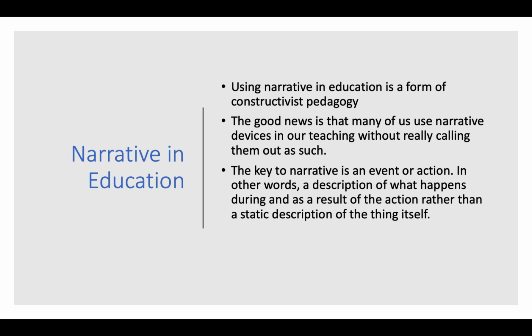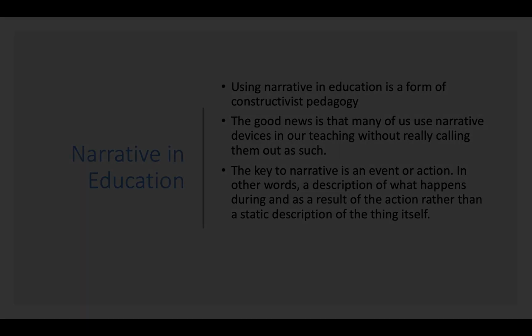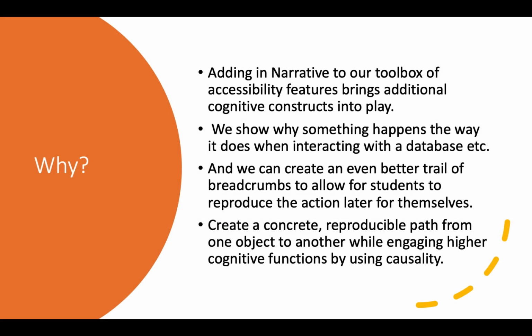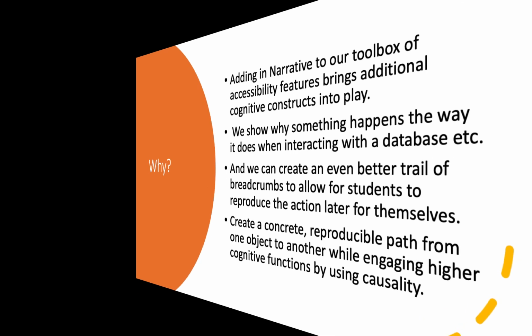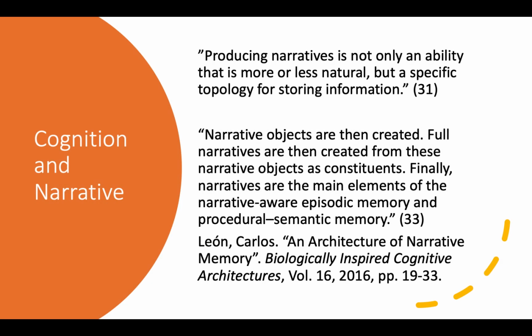When we think about accessibility, we tend to think of things like closed captions or big enough images or describing exactly what's happening on the screen. And when we think about UDL, we think about multiple learning paths and engaging students where they are. But when we add in narrative to our toolbox of accessibility features, we can bring additional cognitive constructs into play. We can create an even better trail of breadcrumbs to allow for students to recreate the concept later for themselves. This is a function of memory, specifically narrative cognition.